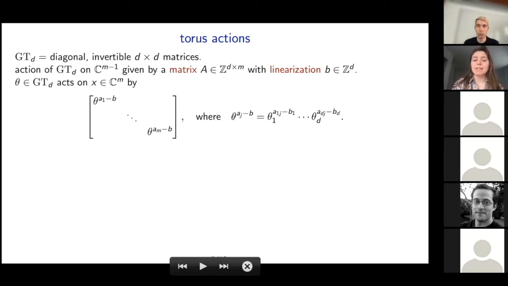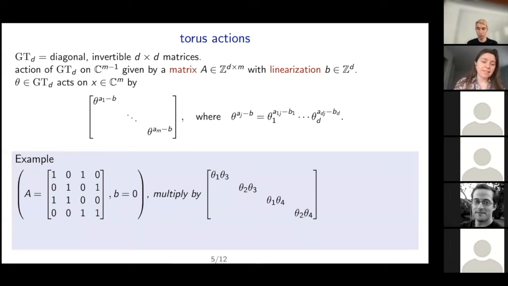So theta is a vector, a_j is a vector, b is a vector. So this notation, vector to the vector, means take each coordinate of theta, raise it to that coordinate of a_j minus b, and multiply them together. All right, so this is our torus action.